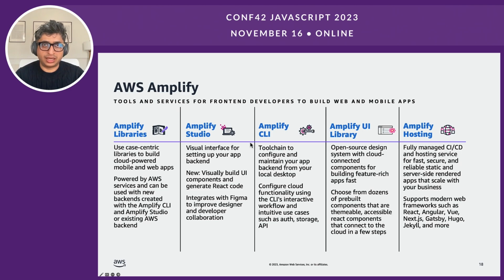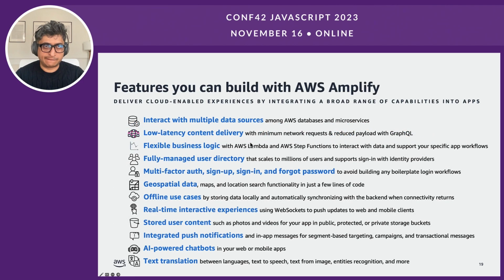And last but not the least, we've got Amplify Hosting, which is a fully managed CI/CD hosting provider for easily being able to ship your app into production. Now, features that you can build with AWS Amplify: you can interact with multiple data sources amongst AWS databases with the data modeling that Amplify provides. You can have low latency content delivery with Amplify Hosting.